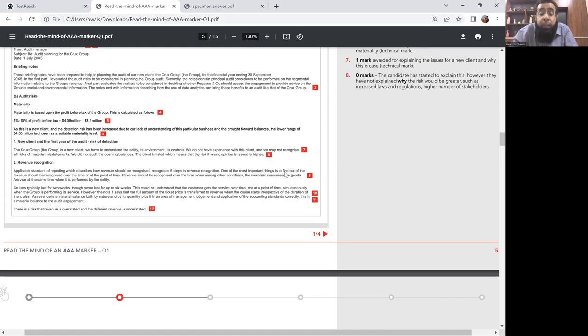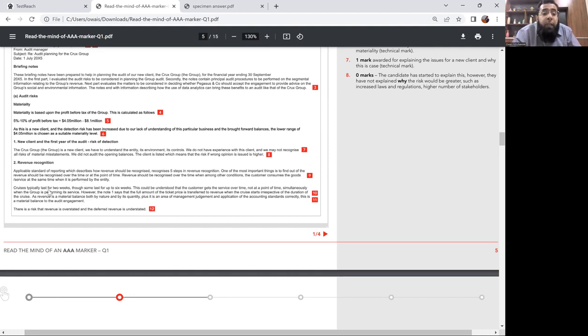There is no issue. Revenue recognizes in 5 steps. One of the most important things is to find out if the revenue should be recognized over time or at a point in time. In case of goods, when we give the goods immediately, we recognize revenue at a point in time, meaning immediately. Over time means to spread. Revenue should be recognized over time when, among other conditions, the customer consumes the goods or service at the same time when it is performed by the entity. So it is explained how we have to recognize the revenue.